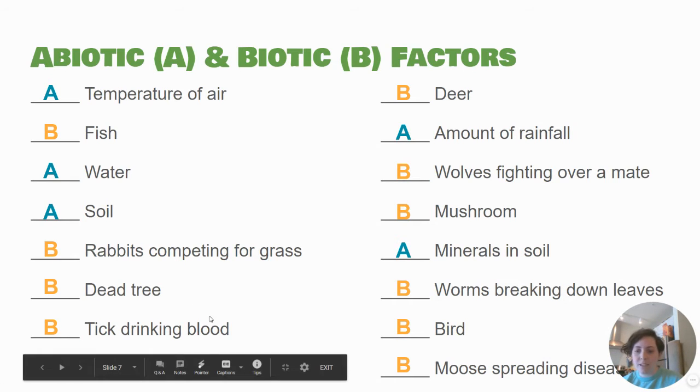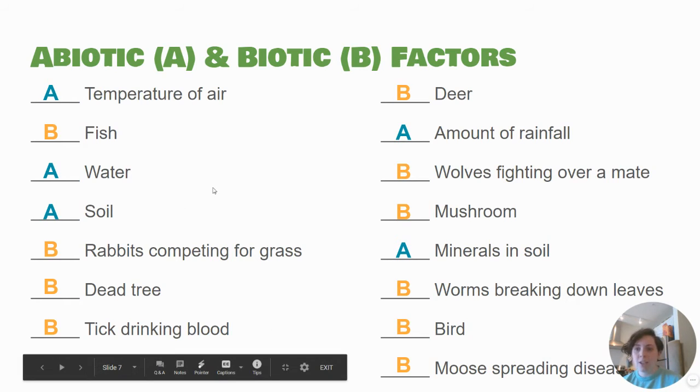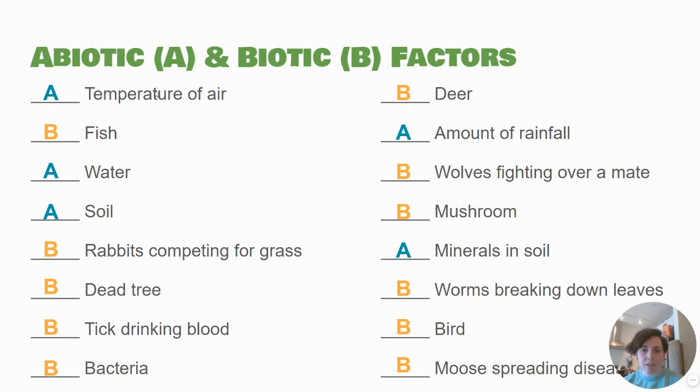You see a lot of these interactions, so rabbits competing for grass, ticks drinking blood. Those are all biotic factors. Those are interactions going on between organisms that live in this community. And then we can look at our abiotic things, and once again, these are all non-living factors. They never have been alive, they never will be alive, right? So we have temperature, water, soil, rainfall, minerals, okay? Those are all major parts of the environment that can affect the organisms, but they are not living.